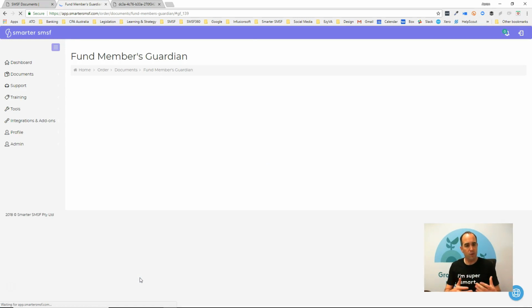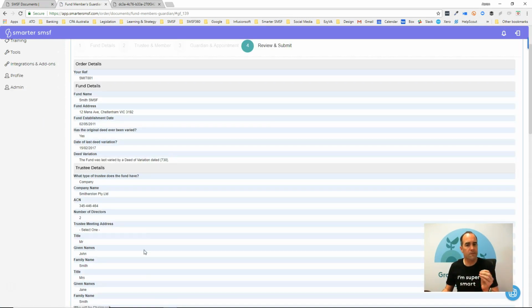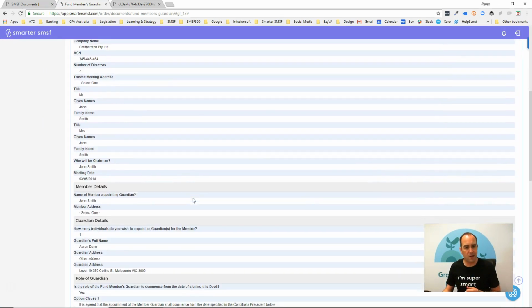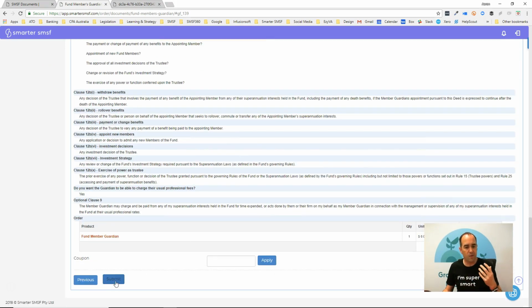So we now can then go through and review the information in respect to that application for fund member's guardian, and then subject to the level of membership that you have. So for our Create Legal, you can then generate this as often as you want. For others, with our Create, Learn, Support, or even if on a pay-as-you-go basis, you would then need to, of course, pay for this particular document.